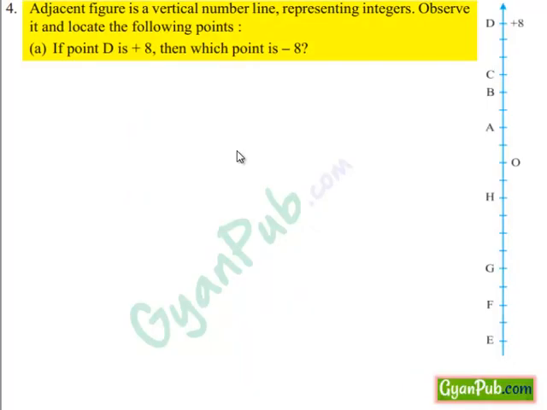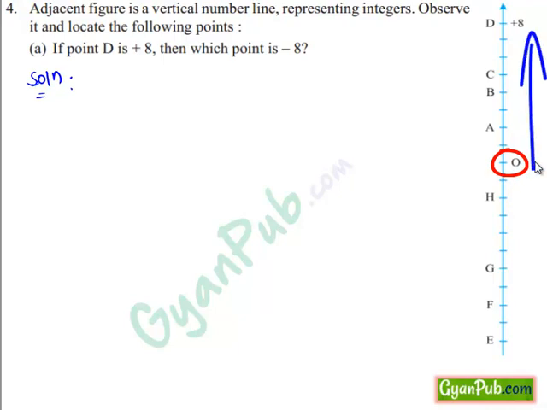Moving on to the fourth question. The adjacent figure is a vertical number line representing integers. Observe it and look at the following points. A. If point D is plus 8, then which point is minus 8? Let's do the solution. Before doing the solution, we observe the given number line. In this number line, 0 is the middle value.